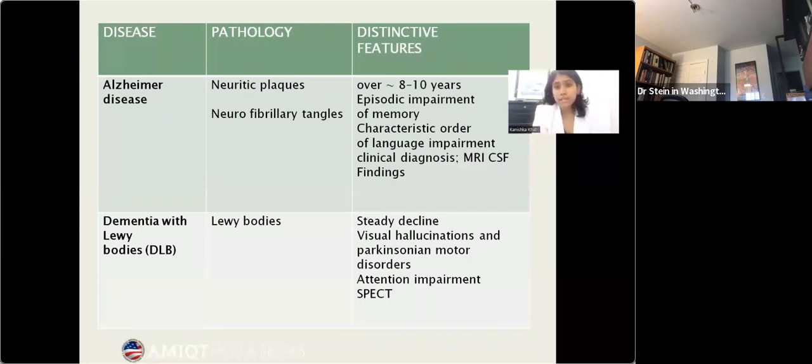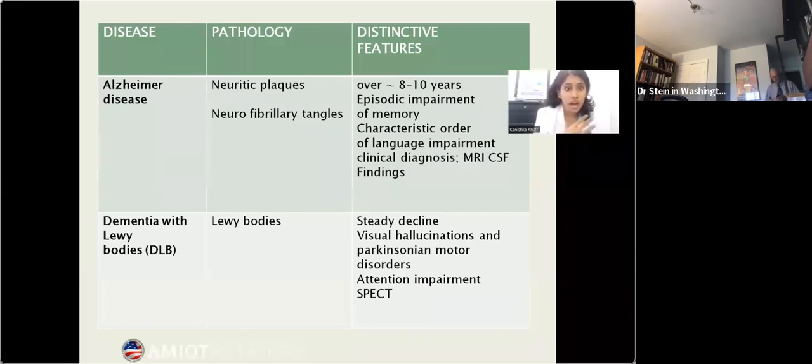The main thing to keep in mind is that the memory impairment in Alzheimer's is typically episodic, and the characteristic order of language impairment is that first, naming is affected, followed by comprehension, and finally, the fluency of the language is impaired. Alzheimer's is typically a clinical diagnosis, and on MRI, we will be able to find diffuse cortical and hippocampal atrophy.